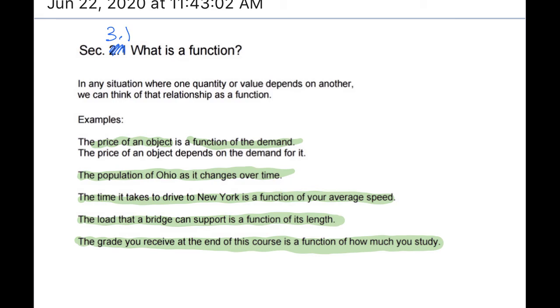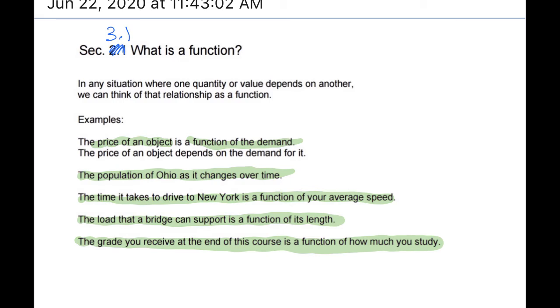The price of an object is a function of the demand. If you tell me it's high demand, then the price is probably going to go up. If nobody wants to buy it, then the price is going to have to go down. There's a relationship there. Or you can say the population of Ohio, as it changes over time, is a function. You tell me what year you're talking about, and I can tell you the population of Ohio.